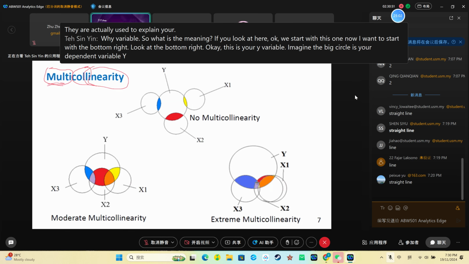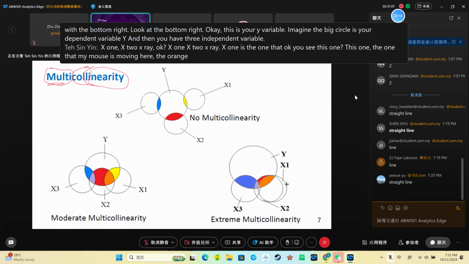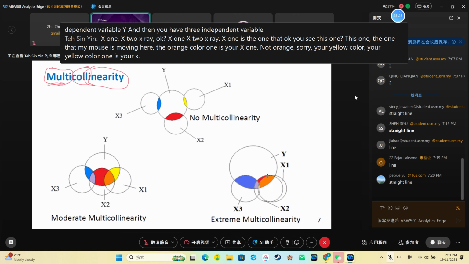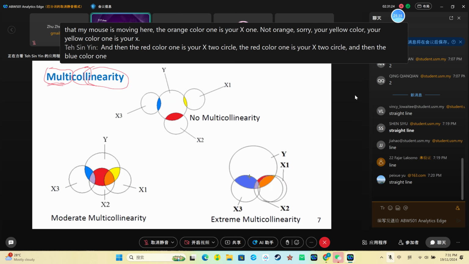And then you have 3 independent variables, x1, x2, x3. Do you see this one? The one that my mouse is moving here, the yellow color one, is your x1. The red color one is your x2 circle. And then the blue color one is your x3 circle.